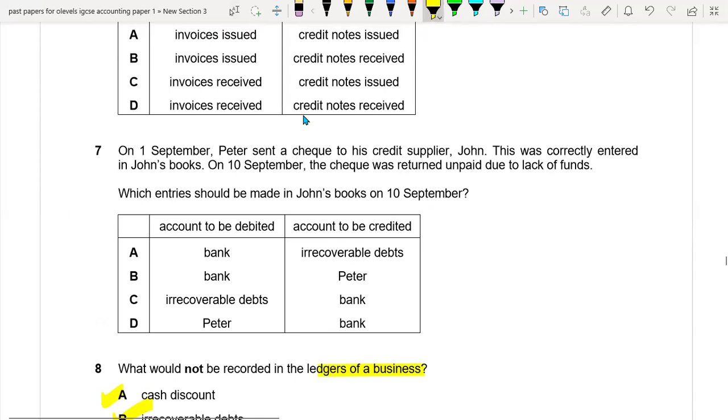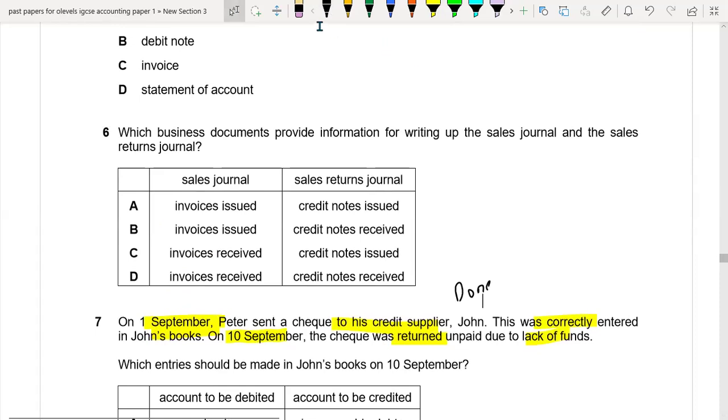Question number 7. On 1st September, Peter sent a check to the credit supplier John. This was correctly entered in John's book. On 10th September, the check was returned unpaid due to lack of funds. Okay, so we have done this in variant number 2, so that's why I'm not going to do that. If you haven't watched my previous video on the same year, on the same paper but variant 2, you can watch it. You will find the different questions which I have not done here in variant 2.